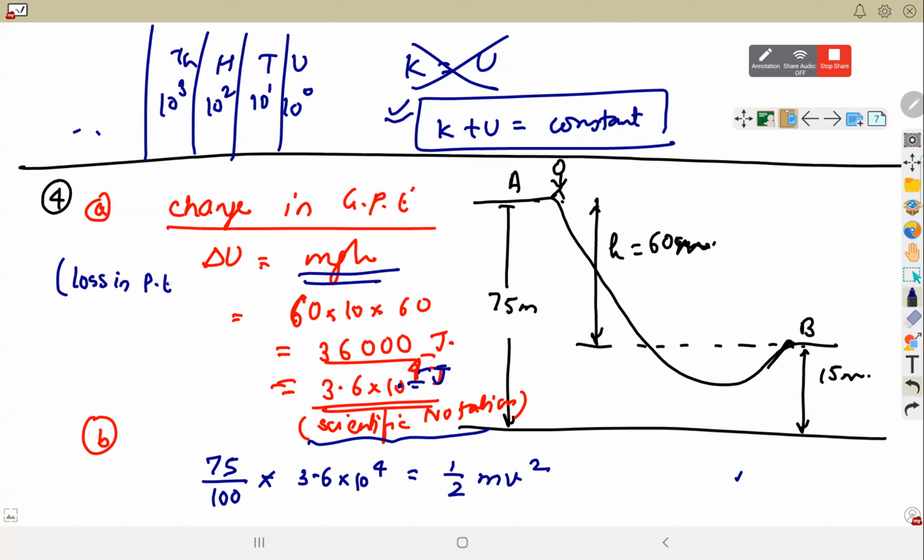This 300 × 10^4 is not the potential energy at point A. This is the change in potential energy. When we go from A to point B, this is the loss in energy. Right? Yes, sir.